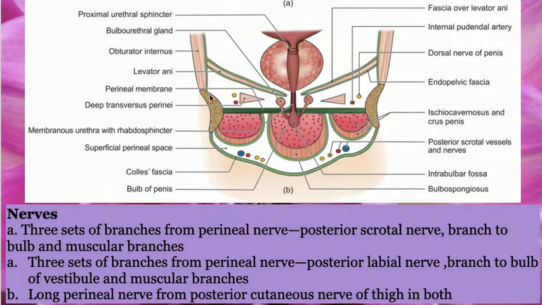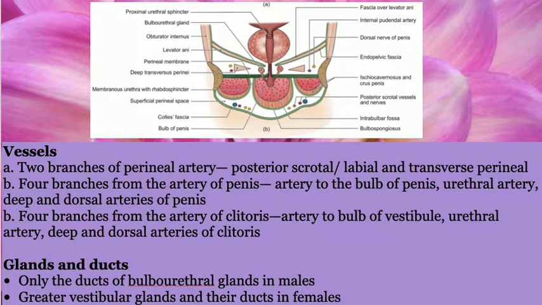Coming to the nerves, you can see over here, there are three sets of branches from the perineal nerve. The posterior scrotal nerves, you can see over here, branch to the bulb and the muscular branches. In case of females, we'll have the posterior labial nerve, branch to the bulb of the vestibule and the muscular branches. We also have the long perineal nerve from the posterior cutaneous nerve of the thigh in both.